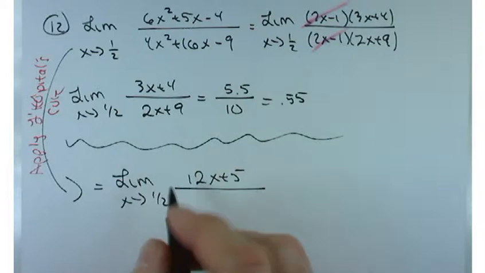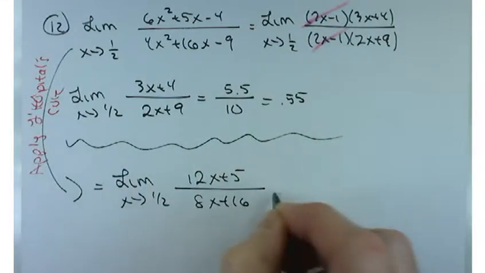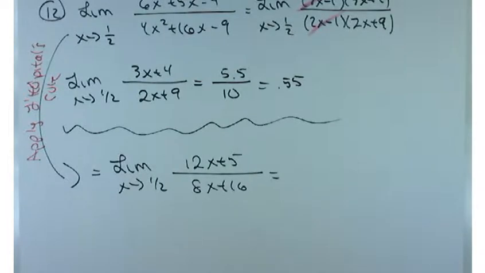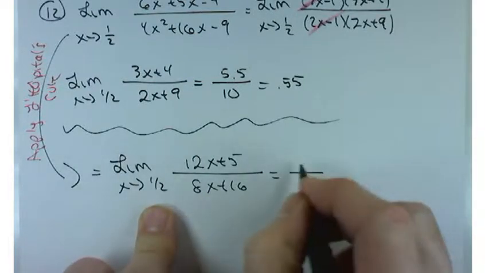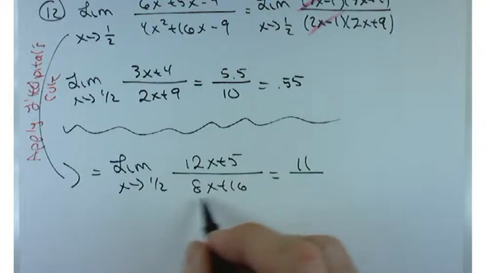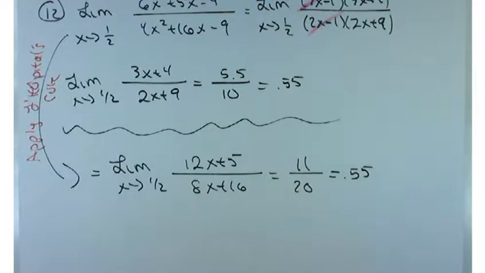Derivative of the denominator, that's going to be 8x plus 16. And if I plug in 1/2 now, is it okay to plug in 1/2? Is it going to give me any problems? No, it should be okay. I'll get 11 over 20, which is, again, 0.55. So, cool. It works. So it's actually pretty nice.